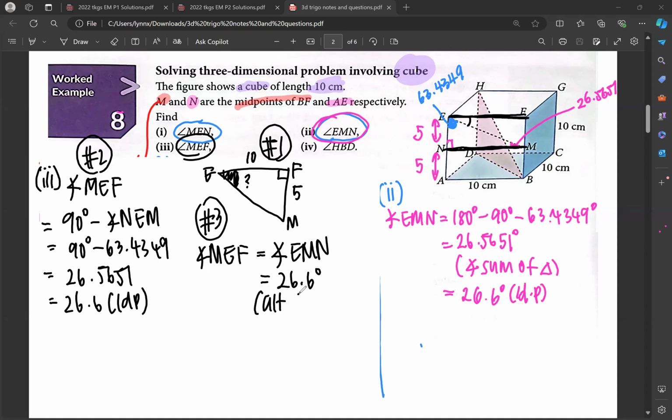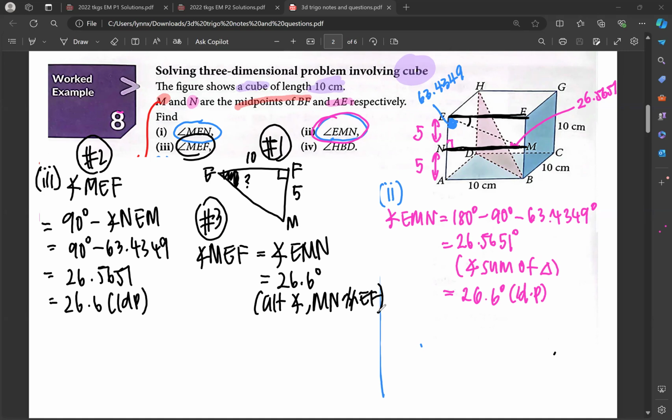And the reasoning you need to give is alternate angle. You cannot just say alternate angle. You must say which length is parallel to which length. So alternate angle means which length is parallel to which length? MN parallel to EF. Okay? So these are the 2 methods.